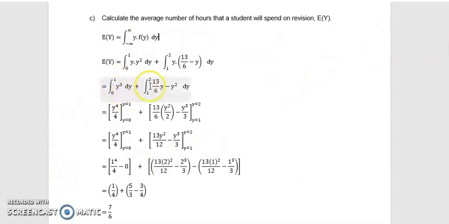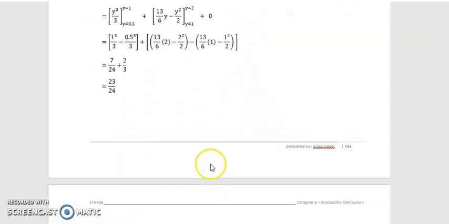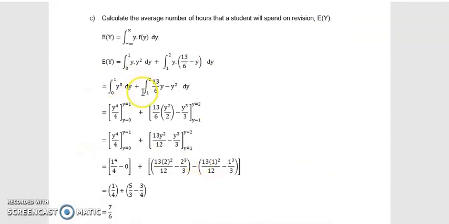Look at here. In this example, we have two functions given, right? So how to calculate the expected of y? Look at these two functions. Integrate from 0 to 1. This is the first function: y multiplied by y squared dy, plus y multiplied by fy, which is the second function, so y multiplied by 13 over 6 minus y dy.